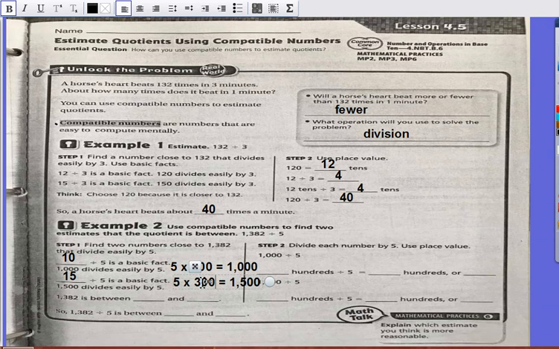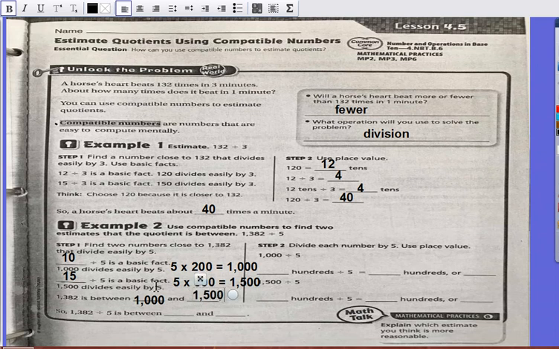Just taking a look at those two numbers that I got here, 1,382 is between 1,000 and 1,500.